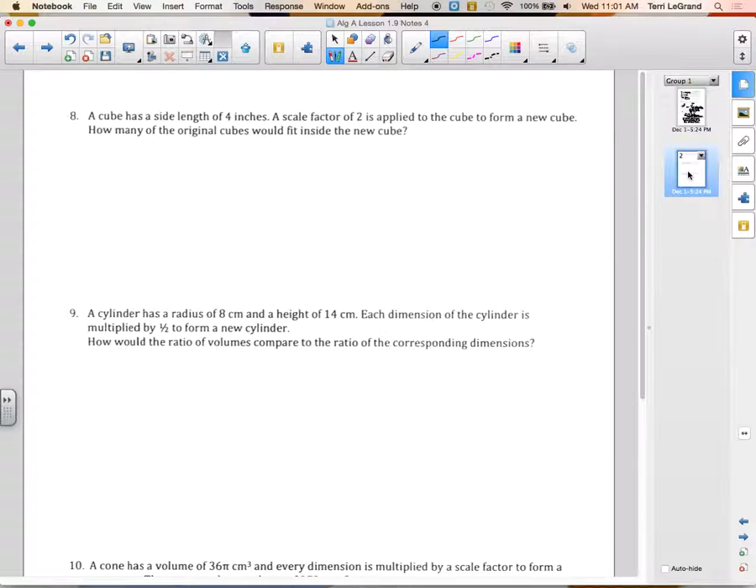So, what do you think, Julie? Because it's the scale factor cubed. So what would that be? 2 times 2 times 2 is 8. So you're saying, Julia, that 8 of them would fit. 8 of the old would fit inside the new. Okay, how many of you agree with Julia? You think the same thing. You think 8 of the old cube, the 4 by 4 by 4, would fit inside the new cube, which is an 8 by 8 by 8.